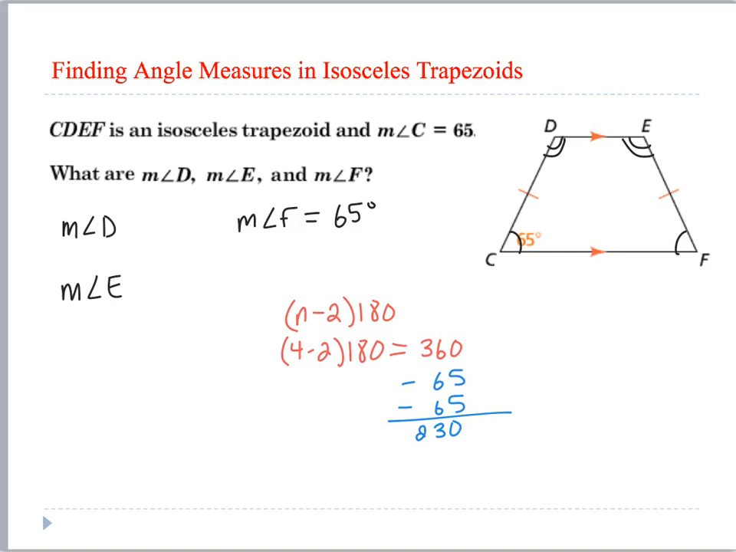But D and E are equal. So if we take 230 and divide it in half, divided by 2, we get 115. And that is what the measure of both angle D and E are. D equals 115 degrees, and E is the same, so it is also 115 degrees. Okay, so we use the idea of how many degrees were in there and the fact that the base angles were congruent to find those missing angle measures.